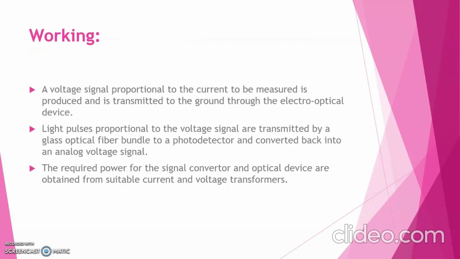Now, in short, the working is as follows. In the electro-optical technique, a voltage signal which is proportional to the measuring current is produced and the voltage signal is transmitted to the ground. With the help of glass optical fiber bundles, light pulses proportional to the voltage signal are transmitted to a photodetector. Again, they are converted back into an analog voltage signal. The accuracy of the system is 0.5%. The instrument current transformer and the potential transformer are used to supply the power to the signal converter and optical device.